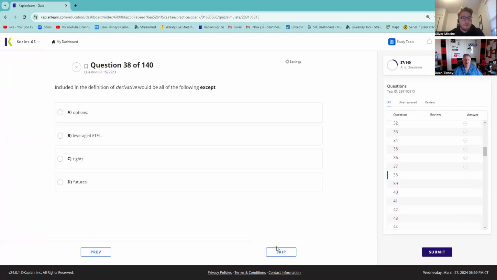Included in the definition of a derivative would be all the following except. Options is a derivative. Right on. Futures are a derivative. That's correct. Rights are a derivative. So B. Love it. I love it. Process of elimination.